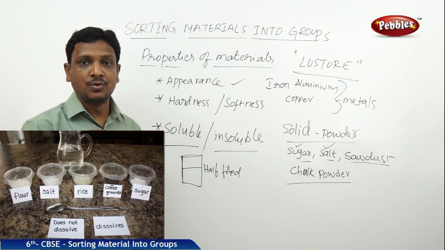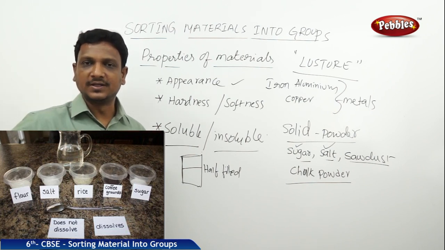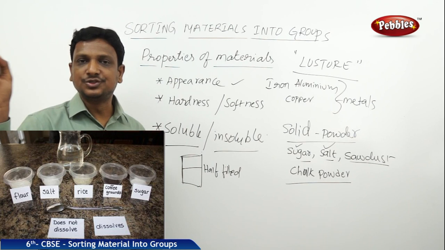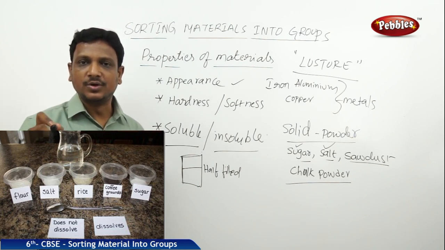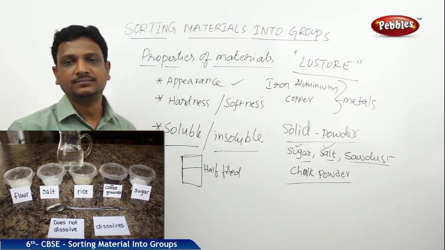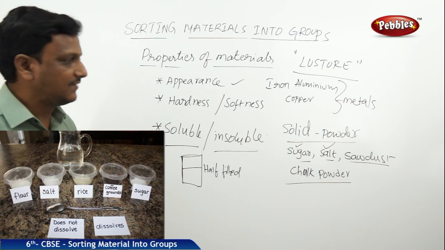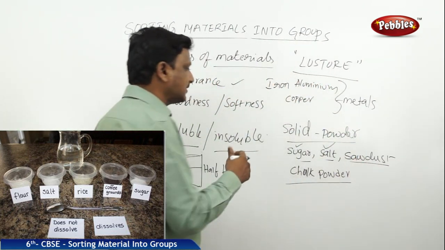So now we are noticing the property of the material. Sugar, its property, soluble. Sugar is soluble in water. Sawdust, insoluble in water. Sand, insoluble in water. Chalk powder, insoluble in water. Salt, soluble in water. Baking soda, soluble in water. So likewise, you can make a list of things that are soluble in water and insoluble in water.